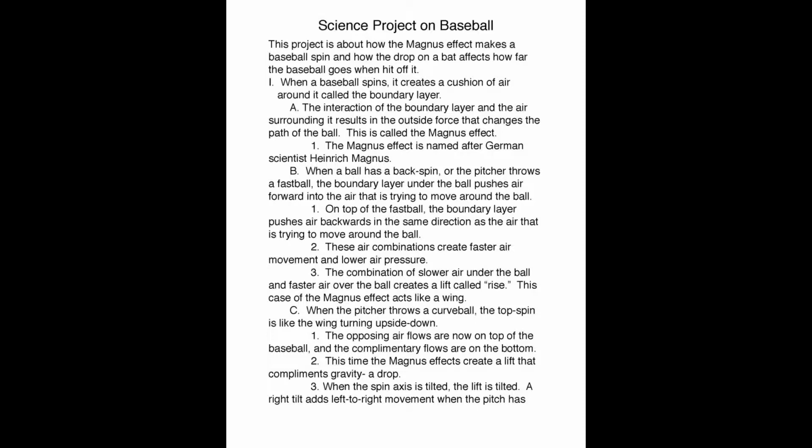The Magnus effect is named after German scientist Heinrich Magnus. When a ball has a backspin, or the pitcher throws a fastball, the boundary layer under the ball pushes air forward into the air that is trying to move around the ball. On top of the fastball, the boundary layer pushes air backwards in the same direction as the air that is trying to move around the ball.